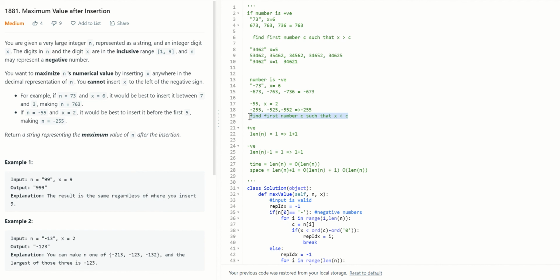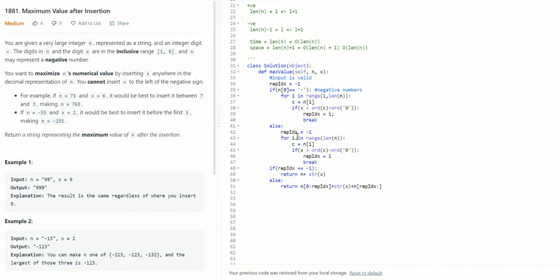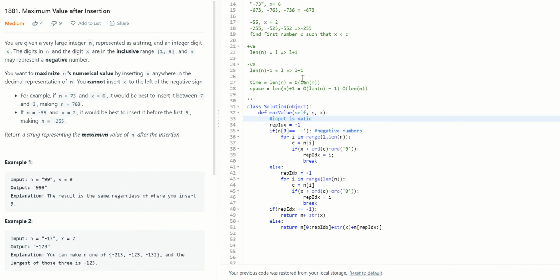Let's go and look at the code in order to understand it in a better fashion, right? First thing is we are going to assume the input is valid. That means there are no multiple negative signs and no decimal points, all that stuff. So we are assuming the input is valid. Otherwise, we would write a validate input kind of method, which will validate all that stuff, right? But in this case, we are just blindly assuming that the input is valid.